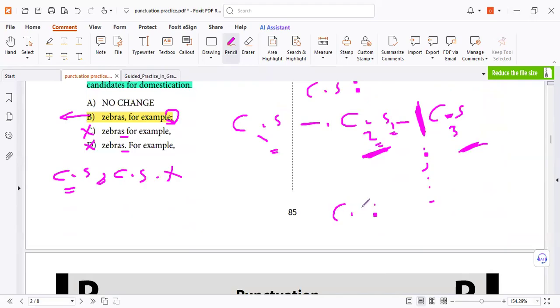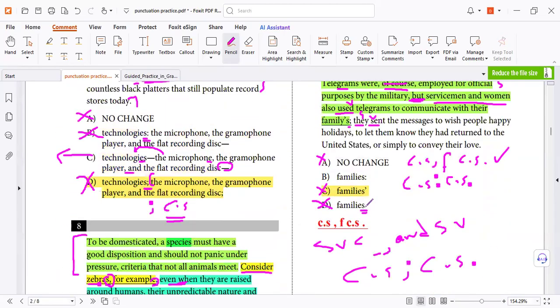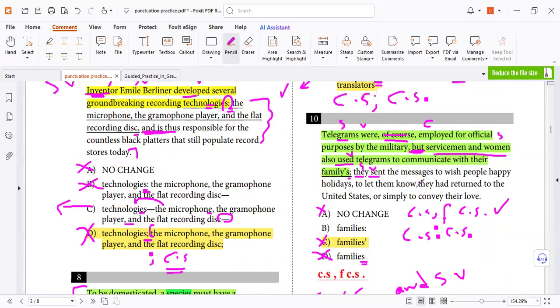before the colon, it must be a sentence. After the colon it can be a sentence or incomplete. We don't care, but it must be an explanation. What is the explanation here? The information after it tells you how they use it. How? They send messages to wish people happy holidays, to let them know they had returned to the United States, or simply to convey. Look, complete sentence to explain how the use of communications happened. That's why. So follow the rules. So it's letter B.